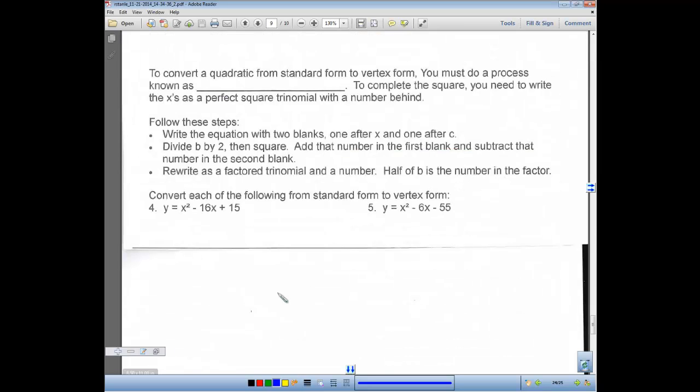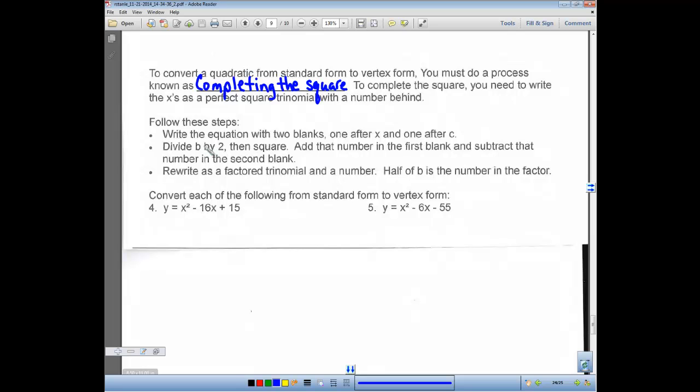To convert a quadratic from standard form to vertex form, we first do a process known as completing the square. To complete the square, you need to write the x's as a perfect square trinomial with a number behind. So the first thing we do is write the equation with two blanks, one after x and one after c.